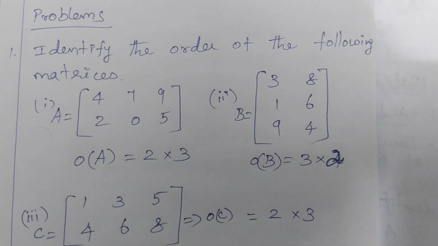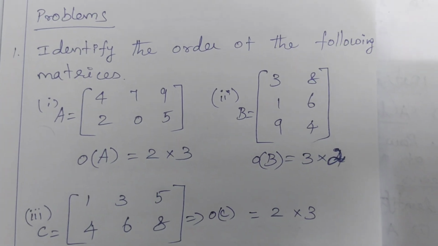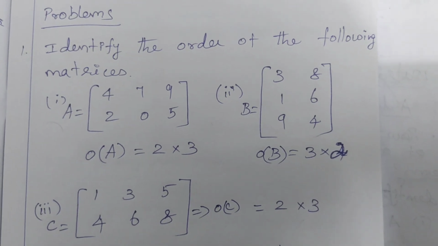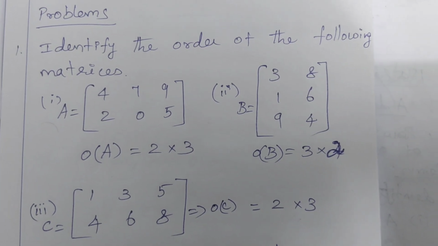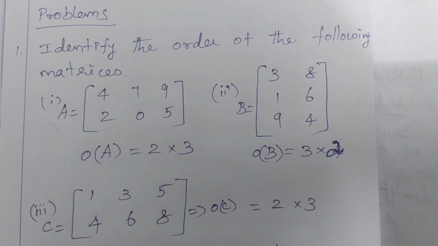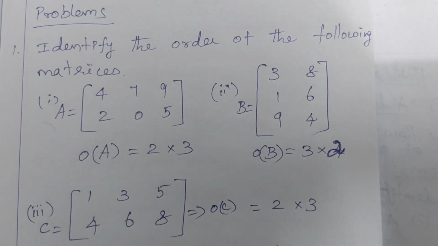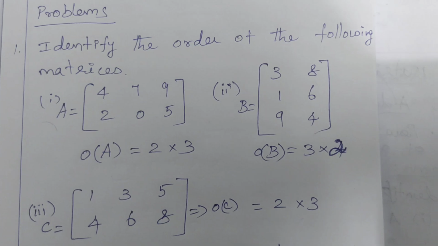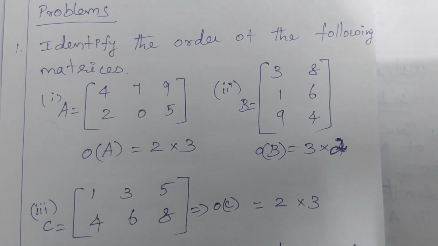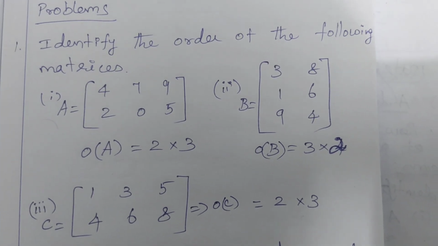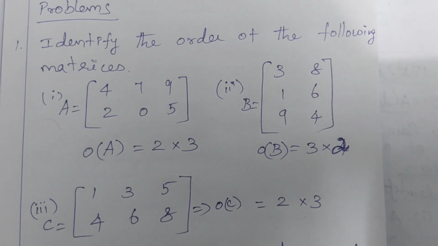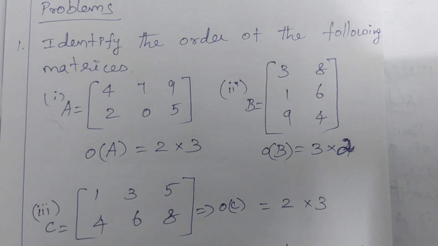Now we will discuss some problems. Identify the order of the following matrices. Order means the number of rows in a matrix and the number of columns in a matrix. In the first matrix A, number of rows 2, number of columns 3. So the order of A is written as 2 by 3. Similarly, B matrix 3 by 2, 3 rows, 2 columns. And C matrix, the third one, 2 rows, 3 columns, 2 by 3.